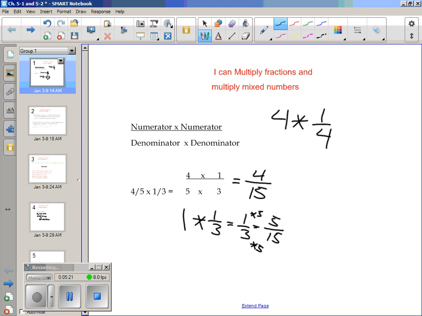Is 1/4 less than 1? 1/4 is less than 1. What do we get when we take 4 times 1/4? We get 1 whole. Did we get smaller? Well, we start at 4. Did we get smaller? Yeah, because we're multiplying by a number that's less than 1.